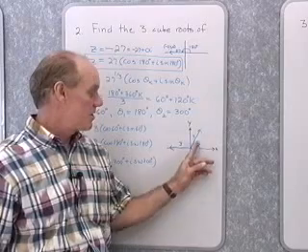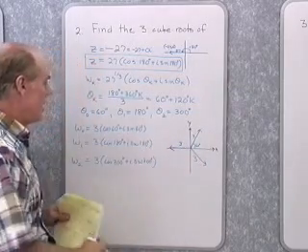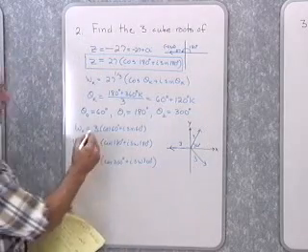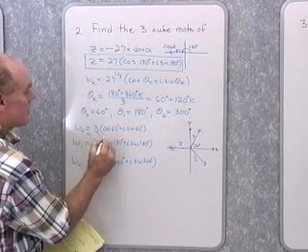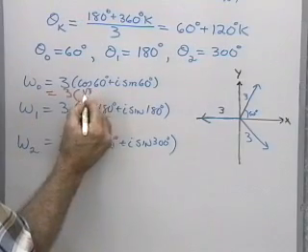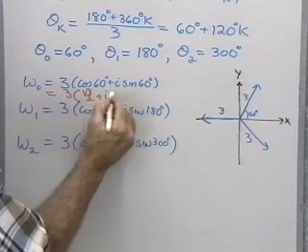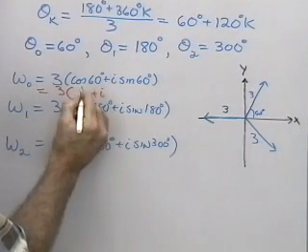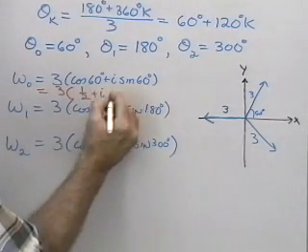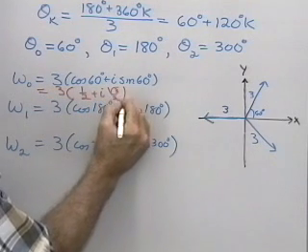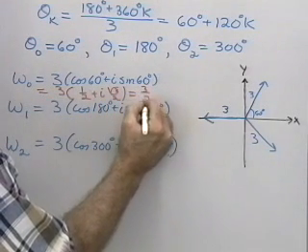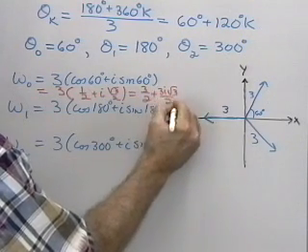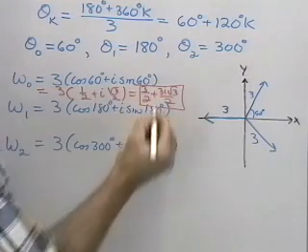Now I can take each of these 3 cube roots and rewrite them in algebraic form. Let's do that in a different color here. This will be 3 times cosine 60, which is 1/2, plus i sine 60, square root 3 over 2. So I end up with 3/2 plus 3i square root 3 over 2. That's that first complex number.